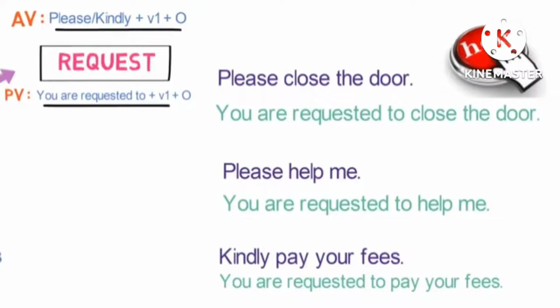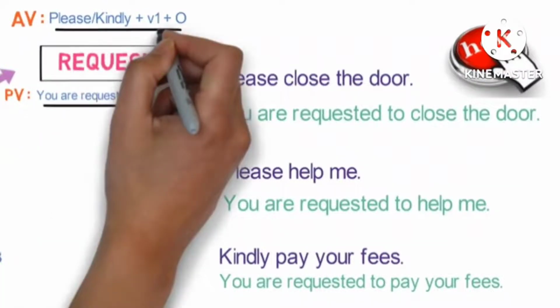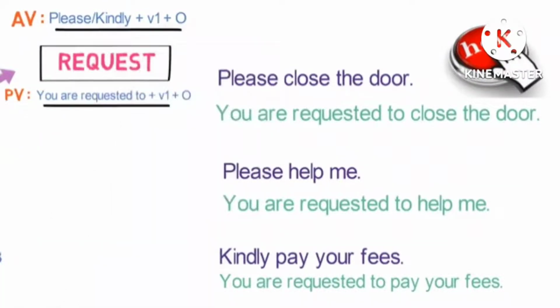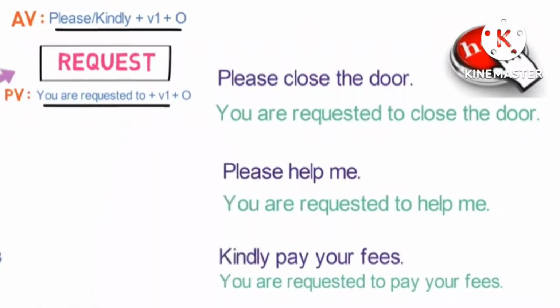In case of an imperative sentence asking for help or request, the structure of active voice is please or kindly plus verb's first form plus object. Converting it to passive voice, the structure becomes you are requested to plus verb's first form plus object.